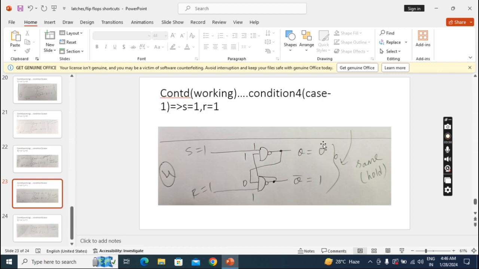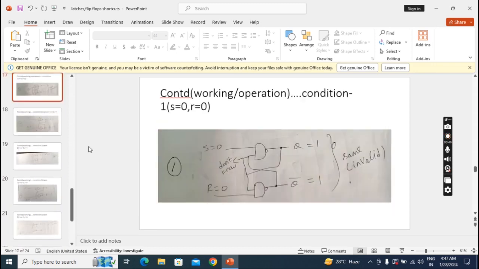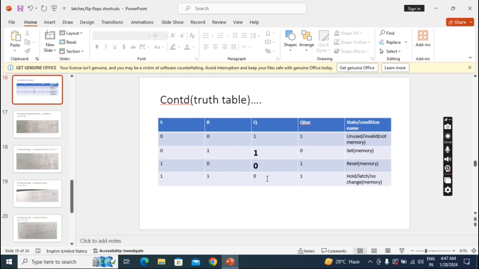Okay. Now we'll check whether this output is stable or not. Again we'll feedback. When I feedback, I am getting the same. So this is the stable output. I will note down this one. We'll go to the truth table. So here for input 1 1, I got 0 1.